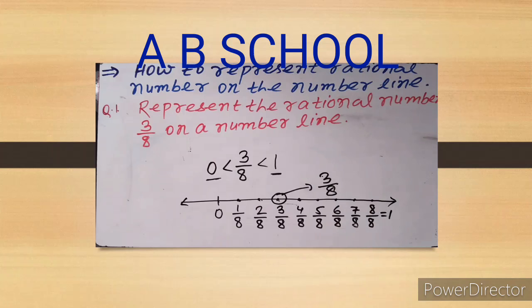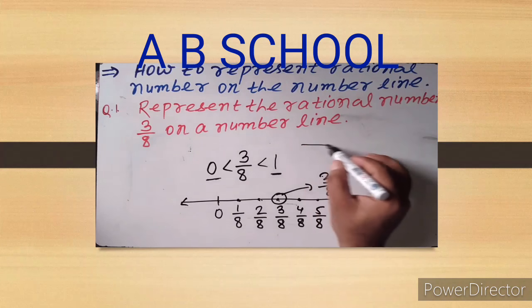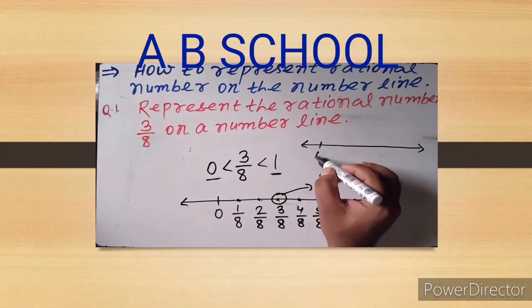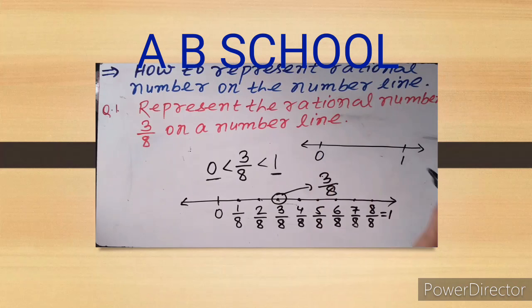One more thing, if you want to remember, first of all it has been made clear where you have to represent 3 by 8. 3 by 8 you have to represent between 0 and 1. So you can do it like this also. You will draw a number line like this. You will take 0 and you will take 1.